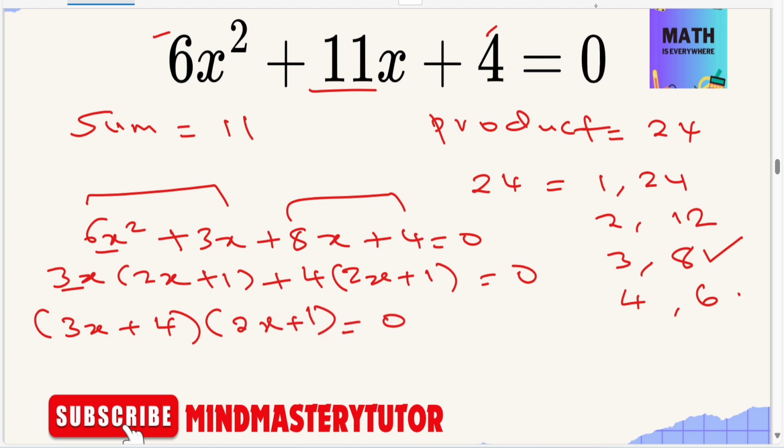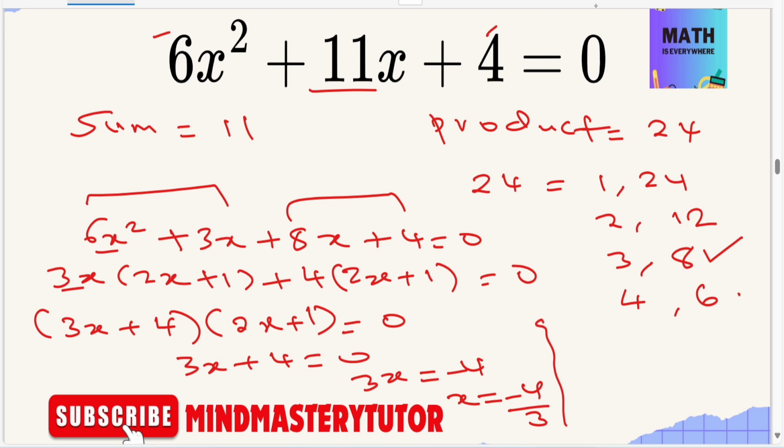So kama vile nilivyosema equate kwa 0. So 3x plus 4 equal to 0. Peleka huku utapata kwa 3x equal to -4. Therefore your x equal to -4 over 3.